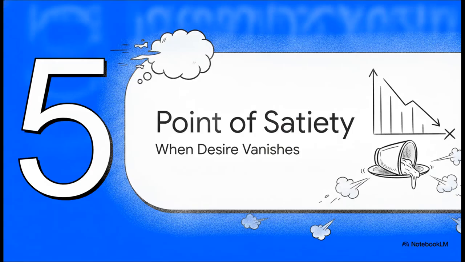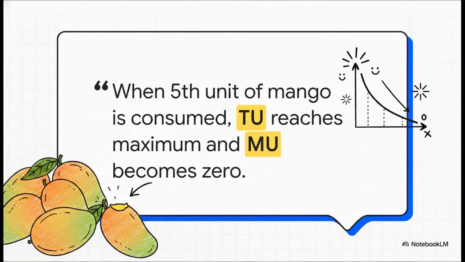Now for Phase 2, the point of satiety. This is it, the absolute climax of our data model. When you eat that 5th mango, marginal utility hits exactly 0 on the x-axis. You gain literally no extra satisfaction from it. And because nothing new is being added, the total utility curve on the top graph hits its absolute maximum, flat peak at 22 utils. This perfectly vertical alignment, where MU is 0 and TU is maxed out, is known as the point of satiety. You are completely, perfectly done.